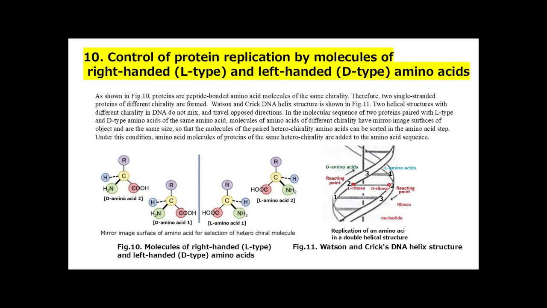Watson and Crick DNA helix structure is shown in Fig. 11. 2 helical structures with different chirality in DNA do not mix, and travel in opposed directions. In the molecular sequence of 2 proteins paired with L-type and D-type amino acids of the same amino acid, molecules of amino acids of different chirality have mirror image surfaces of object and are the same size, so that the molecules of the paired heterochirality amino acids can be sorted in the amino acid step. Under this condition, amino acid molecules of proteins of the same heterochirality are added to the amino acid sequence.